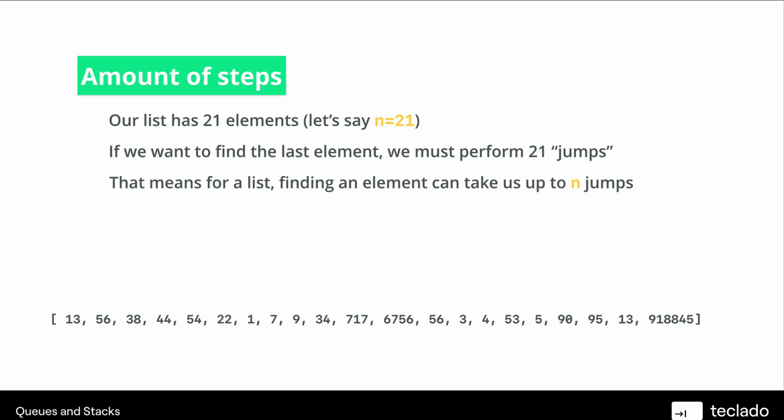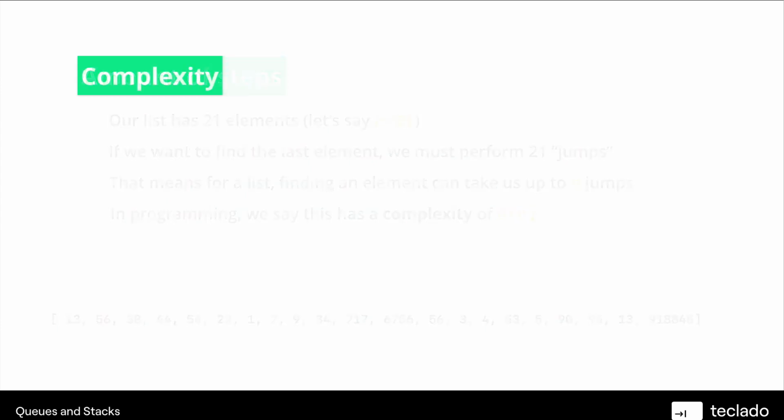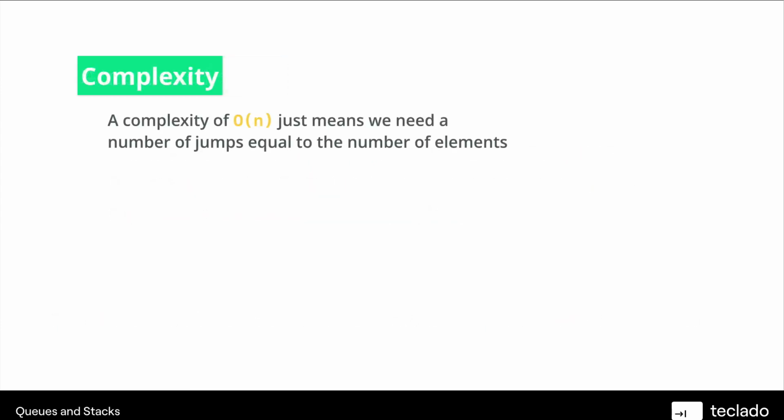And there is a specific term for this. When it takes you up to n jumps to find an element in a structure, we say that this structure has a complexity of O(n). Okay, that's just the terminology. O means complexity of, and inside the brackets we put what the complexity is. In this case, the complexity is n, because we need up to n jumps to find an element. This is called complexity. So a complexity of O(n) just means that we need a number of jumps equal to the number of elements.